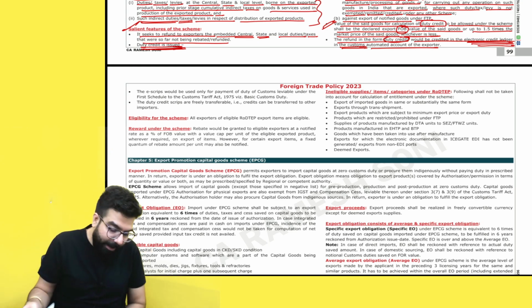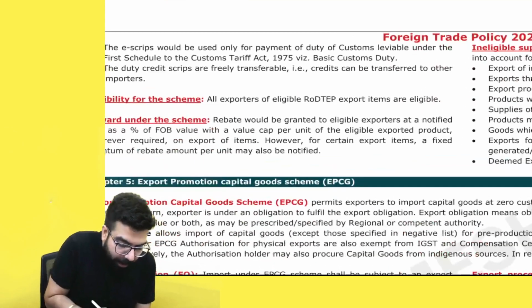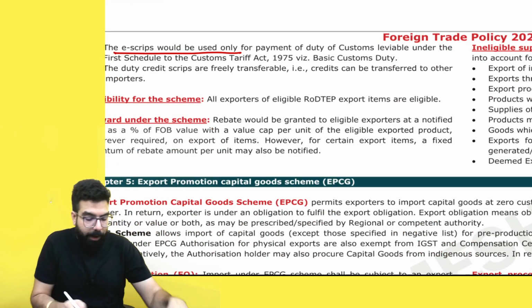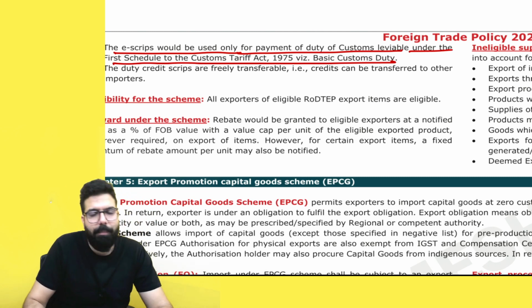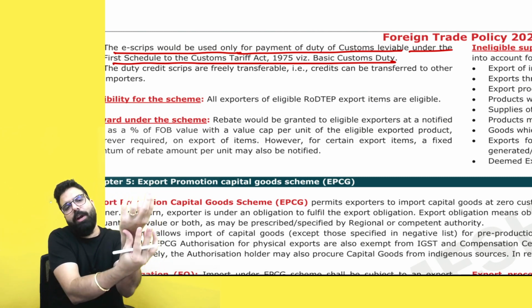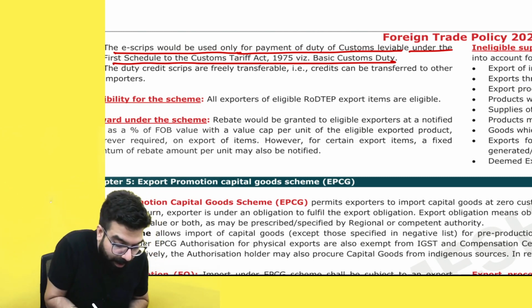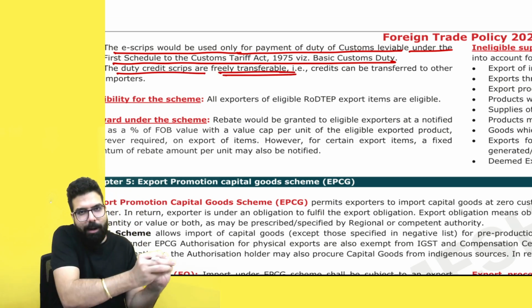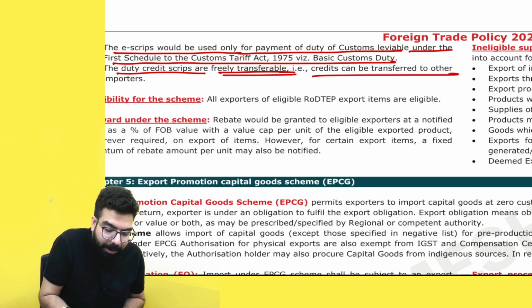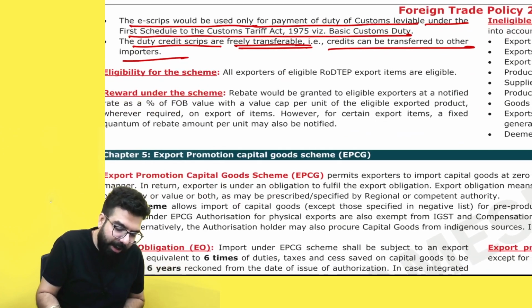That's it. Next, they are telling over here the scrips would be used for payment of customs duty levied under the First Schedule of the Customs Tariff Act. Means whatever duty credit scrip is given, you can use it for payment of your basic customs duty. The duty credit scrips are freely transferable. You can transfer the credits to another person and he can use it, can be transferred to another importer and that importer can also use it.